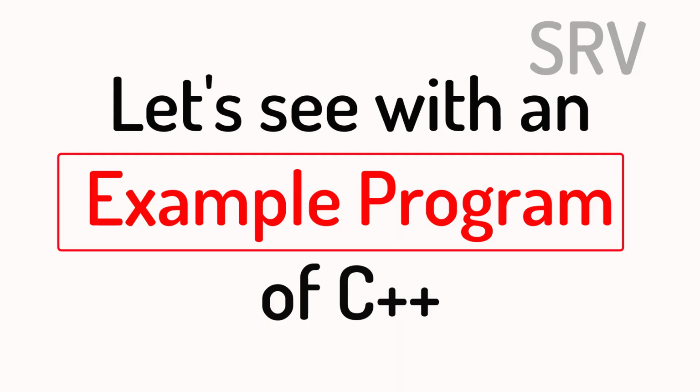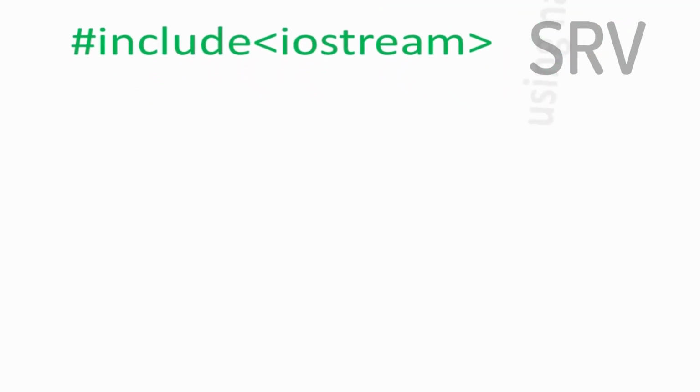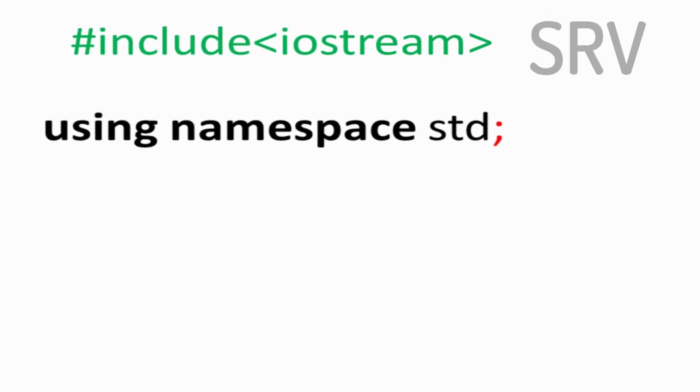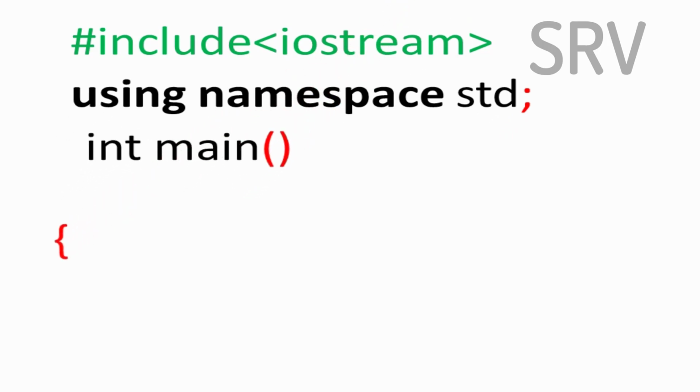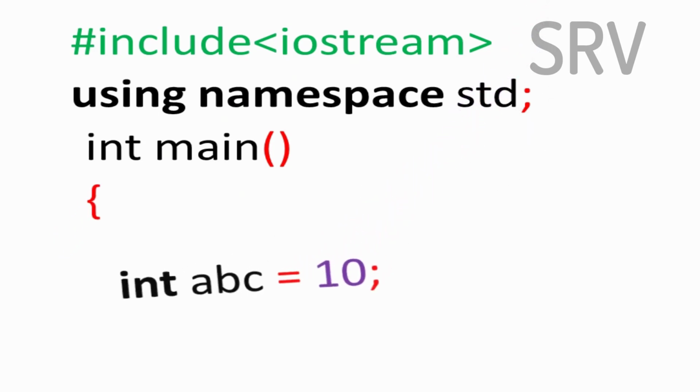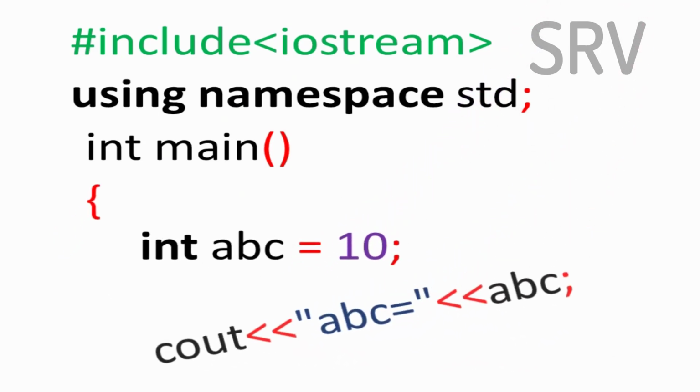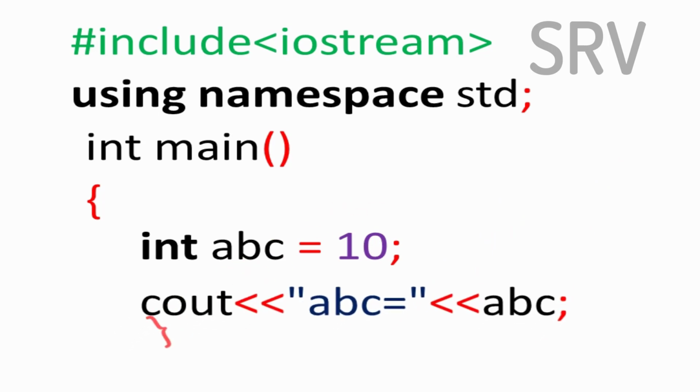To understand this, let's see an example program in C++. Here in the C++ program, the first statement is hash include iostream. The next statement is using namespace std. The next statement is int main and the open bracket for int main. All the statements that come inside these two brackets are under the main function. Here we are initializing a variable abc as 10, and in the next statement we print the value of abc. To print a value in C++ we use cout.